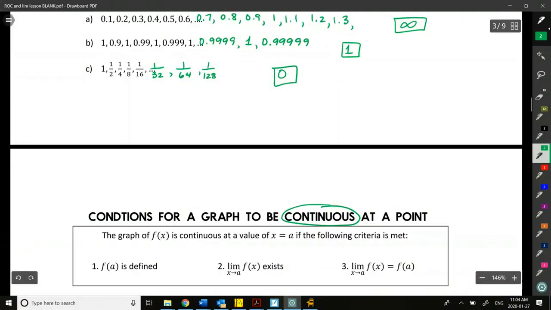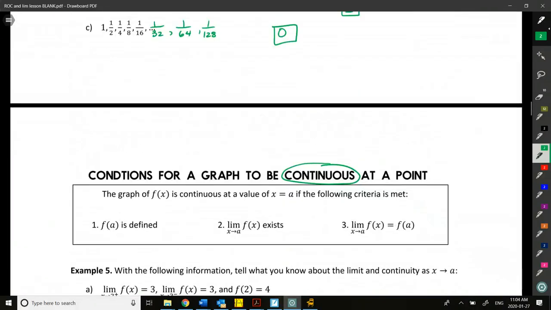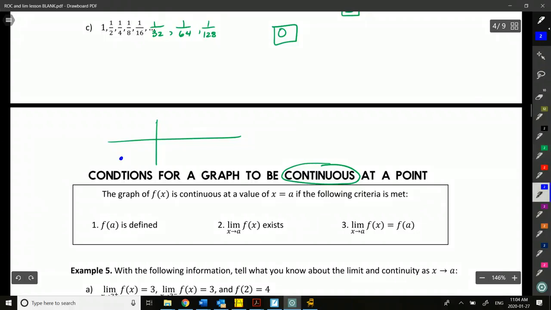If my function is continuous, I can trace along the whole function, and I don't have to lift my pencil. That doesn't necessarily mean it has arrows on the end, right? This is a continuous function. I can get from the left side to the right side of this without lifting my pen.